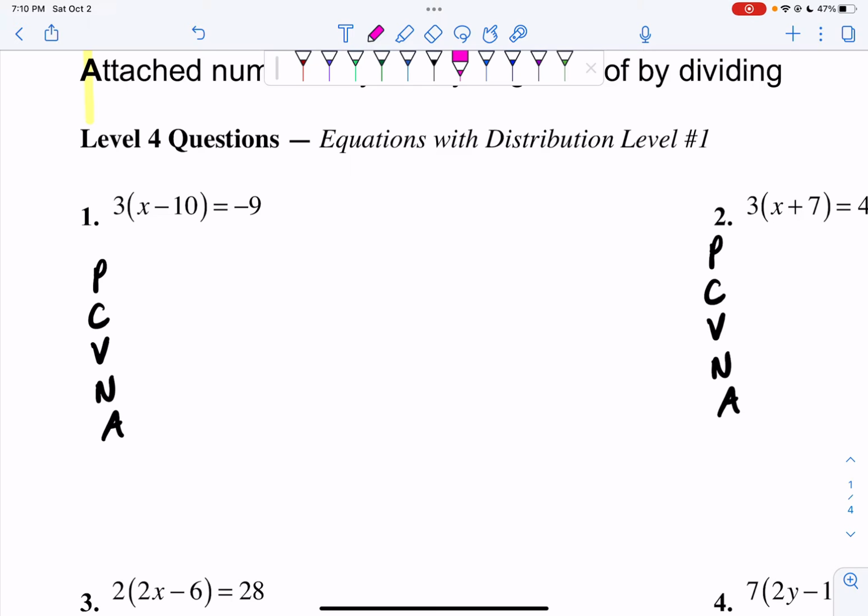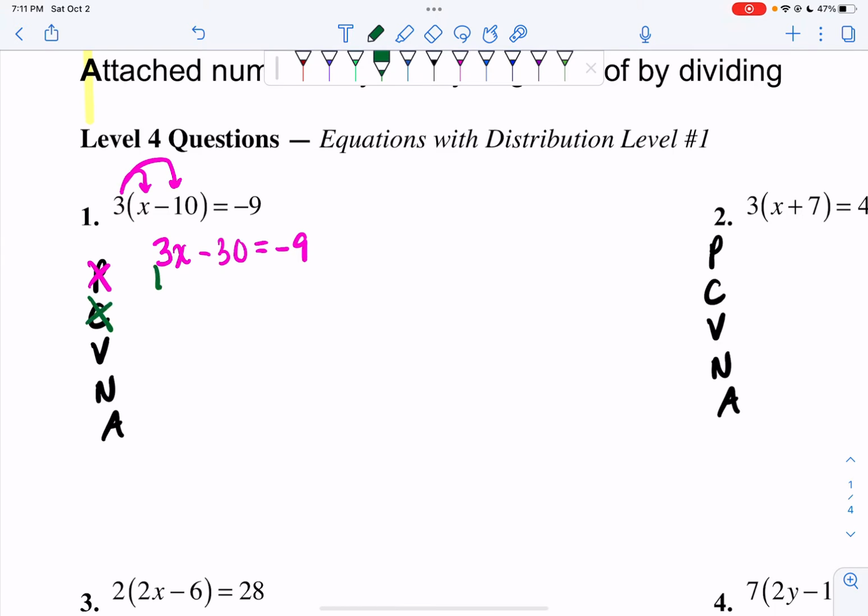In my first equation, I have 3 times x minus 10 equals negative 9. I do have parentheses. Let's get rid of them by distributing. So I do 3 times x and 3 times negative 10. 3 times x is 3x. 3 times negative 10 is a minus 30, and that's equal to negative 9.